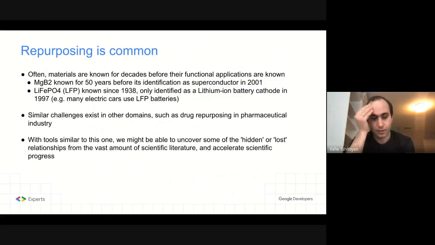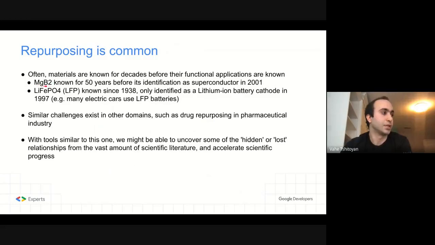And then I think the question here is, this is only going to work if someone has already studied it and written a paper about it. If you come up with a new material, then there's nothing you can do with this method, because nobody has written a paper about it yet. But what I wanted to mention is that repurposing in general is a very common thing, and very often materials are known for many years before they actually become useful for something.